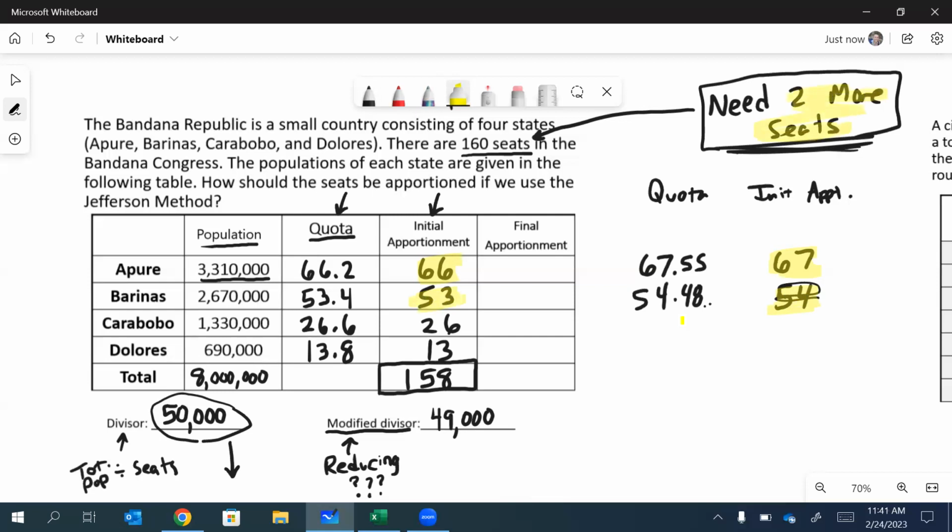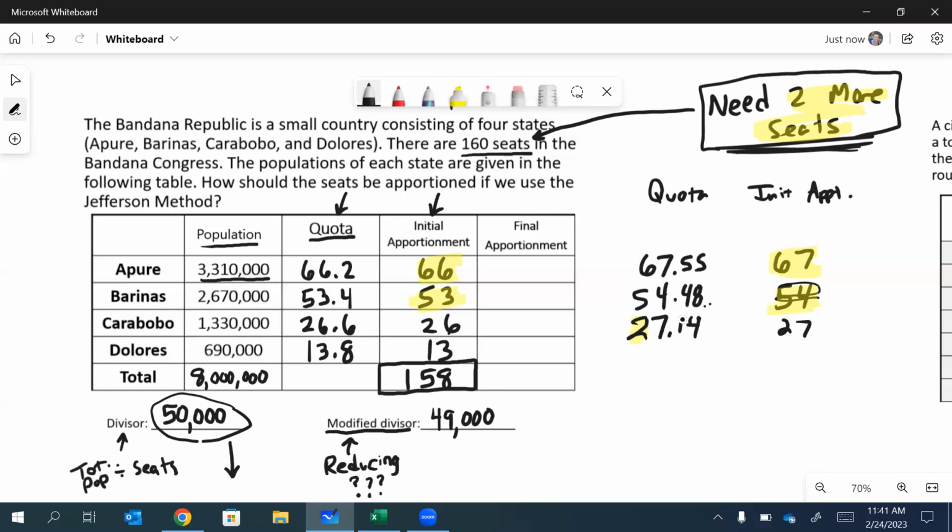So when I do the next 2 states, I better not get any more seats or we're going to have a problem. And we will. I purposefully have chosen incorrectly. I did this problem before the video started. But let's go to the next one, Carabobo. Let's divide that, and we get 27.14. That gives me 27. And notice that that's also one bigger.